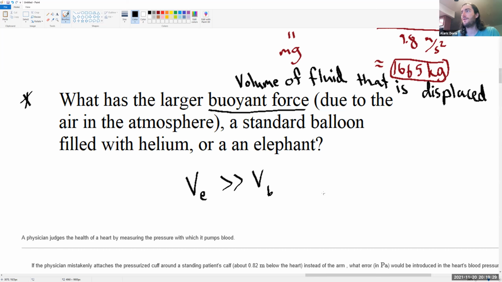It's the weight of the volume of fluid that is displaced. I didn't even write that correctly. So it's the weight of the volume of fluid that is displaced. Okay.